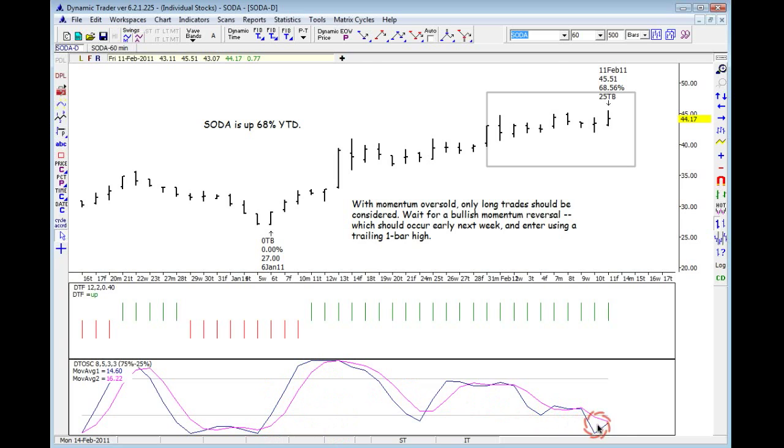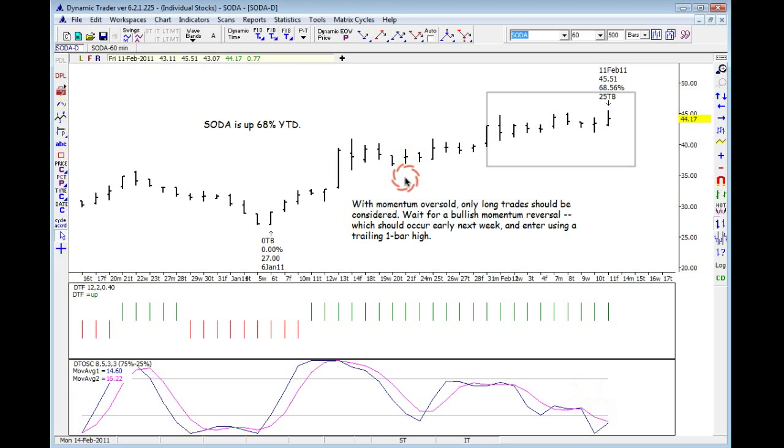What we see is that the oscillator, which again indicates the momentum or the direction of the trend, is down in the oversold area right now and almost ready to experience what we call a bullish reversal, which means that the fast line of the indicator overtakes the slow line on the upswing. And that's typically what you want to look for when you're getting into a long position. This is literally days away, so I would expect that by early next week we're going to see a bullish reversal on the daily chart for Soda, which would be a pretty good indicator to get into a long position.